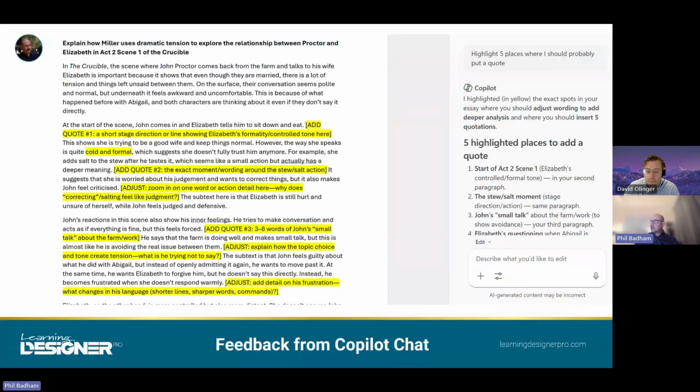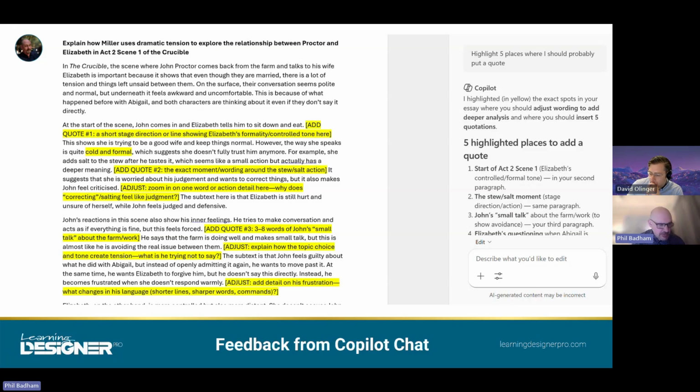So here's one I did before, where it said 5 highlighted places to add a quote, and it's actually highlighted the document in yellow where that student then needs to go in and add those quotes. So you can see how effectively the AI becomes a critical friend to the student rather than actually doing their work for them. Teachers using something like Copilot to analyze a student's work or provide support and feedback like that is essentially just ensuring that the feedback is precise enough, detailed enough and in-depth enough for that student to make real gains in their learning as a result.